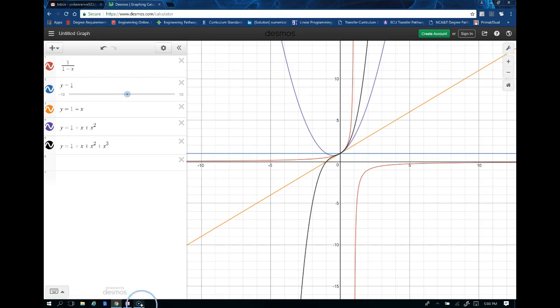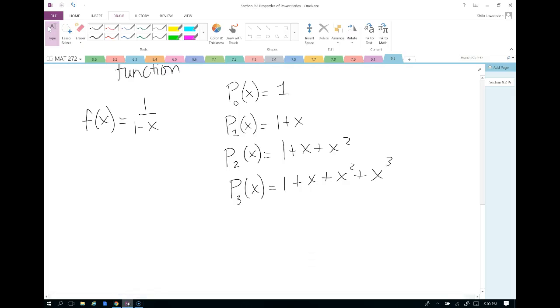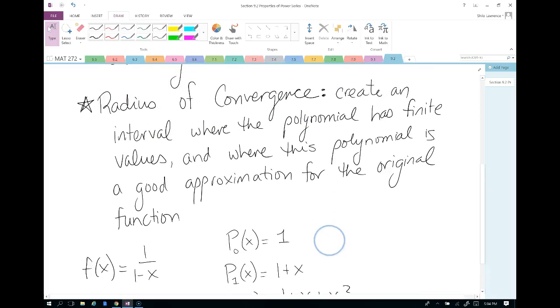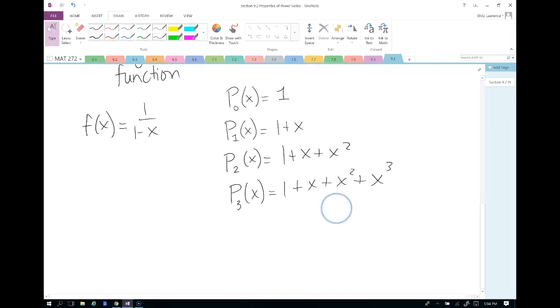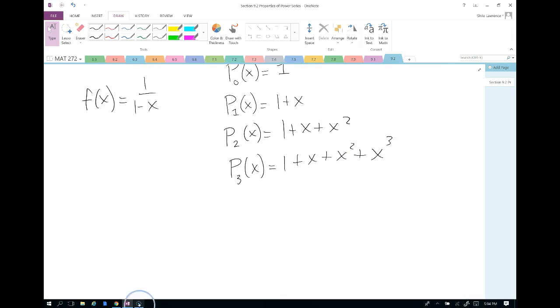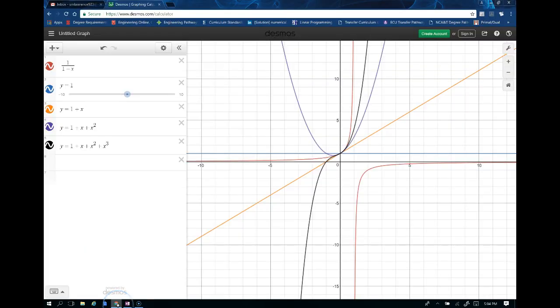So we calculate something called a radius of convergence, and it's going to allow us to create an interval where the polynomial has finite values, if we need it to, and where this polynomial is a good approximation for the original function. So from the example we saw with Desmos, it looks like we're perfectly fine on the right-hand side near 1, but there might be some issues on the left-hand side as we go to x equals negative infinity.